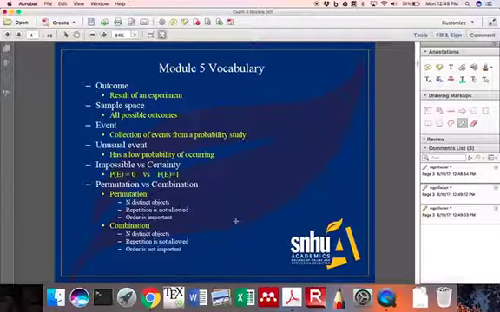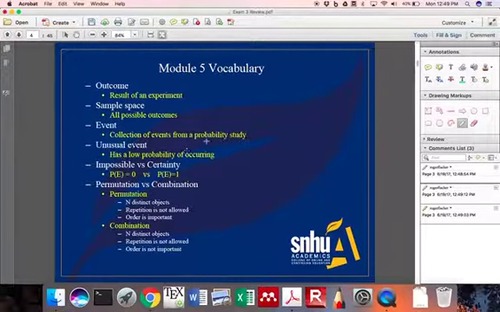This is some of the vocabulary that I want you to be familiar with for Module 5. So remember that an outcome is the result of an experiment. And an experiment is an event that we can repeat over and over. A great example was tossing a single fair die. The sample space is all the possible outcomes of any particular experiment. An event is a collection of outcomes from some probability study.